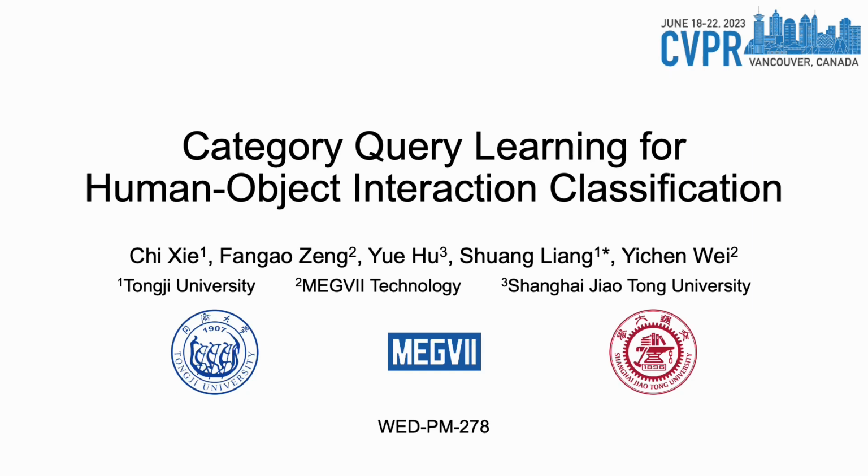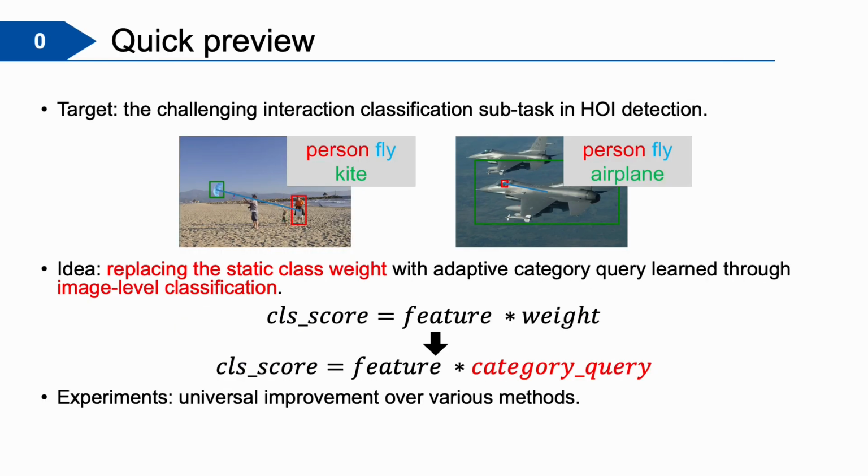Thanks for clicking in. This work is about human object interaction classification, and we propose a method called category query learning for this problem. Let me give you a quick preview first. The target of this work is to solve the challenging interaction classification in human object interaction detection.